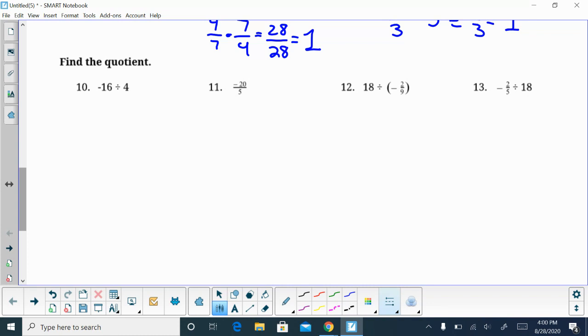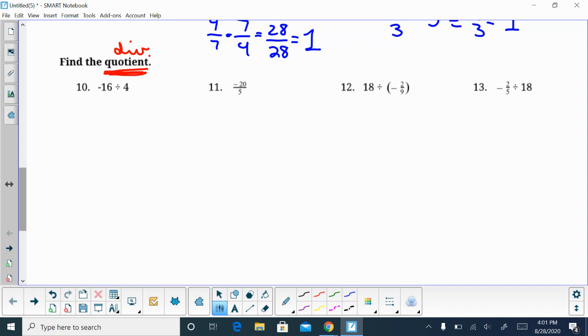So problems 10 through 13, the instruction says find the quotient. So thinking back, quotient is division. So we're going to be dividing. And we're also going to be practicing the rules from the top of the page. If they have the same sign, then the answer will be positive. If they have different signs, the answer will be negative.